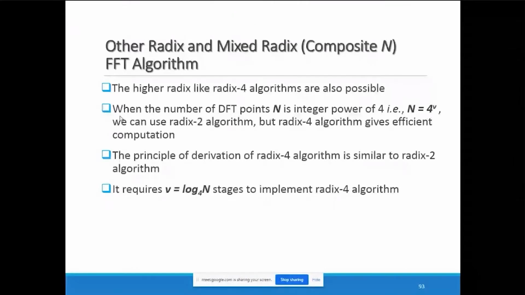The principle of derivation of the Radix 4 algorithm is similar to the Radix 2 algorithm. The only thing is it requires the equation v is equal to log base 4 of N. Earlier it was v is equal to log base 2 of N because we were using the Radix 2 or base 2 algorithm. Now we are using Radix 4, so the base changes to 4. So v is equal to log base 4 of N stages to implement the Radix 4 algorithm.